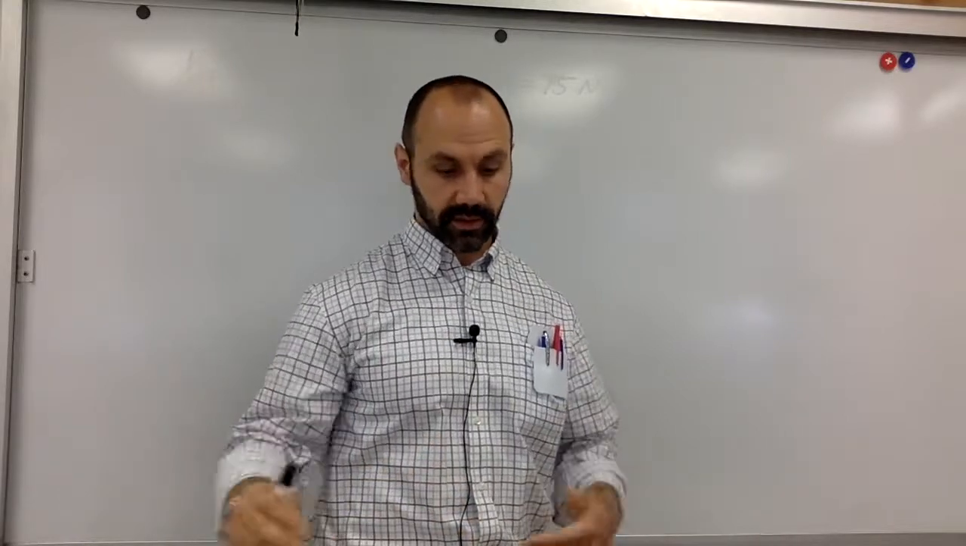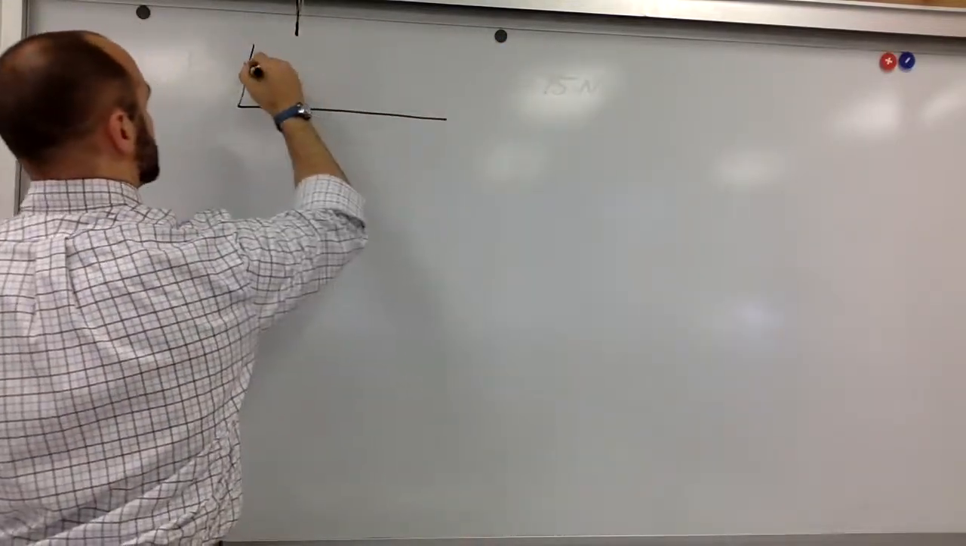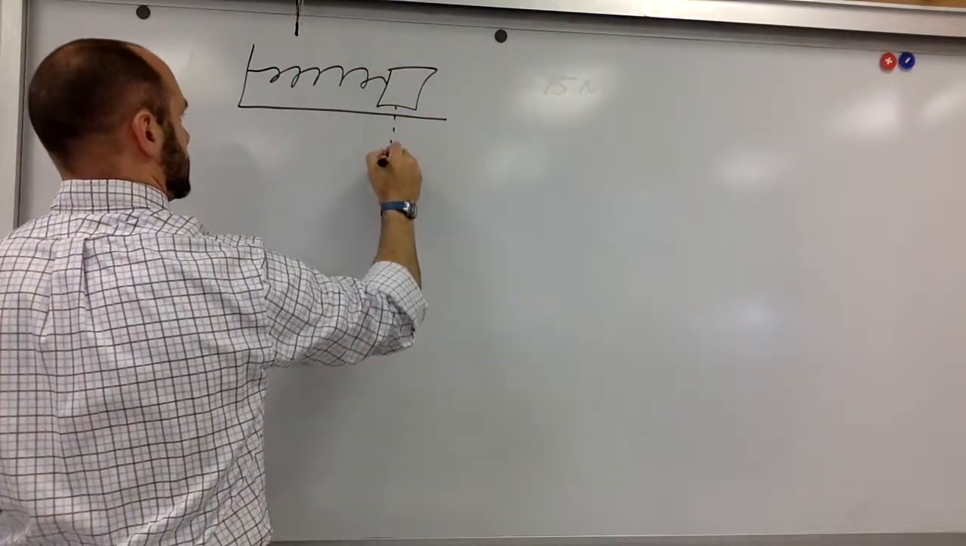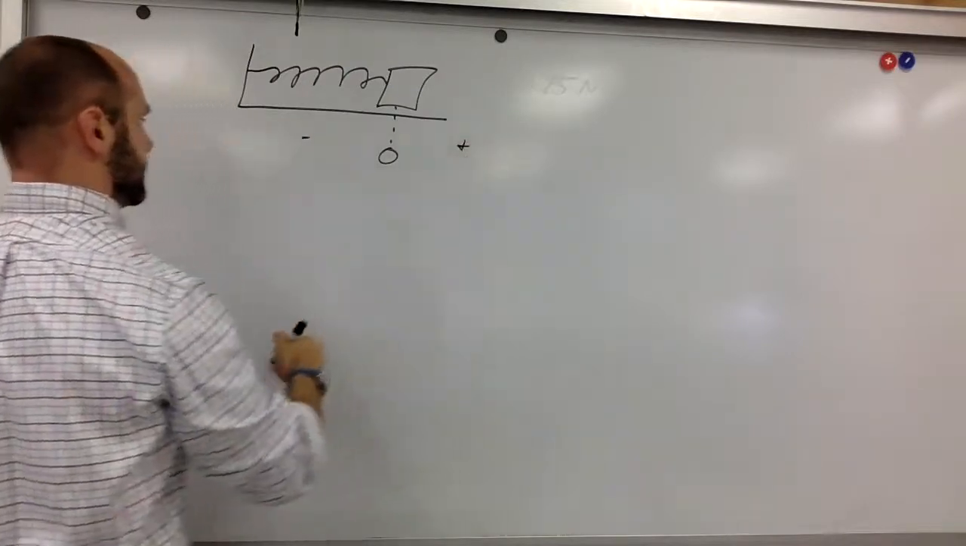Now we're going to look at some more springs. This is section 7.7, day 2 in the packet. Comparing FA and the force of the spring graphically. Let's take a look at it this way. Here is some spring attached to some block. Say this is 0, and this is the negative direction, this is the positive direction, right?